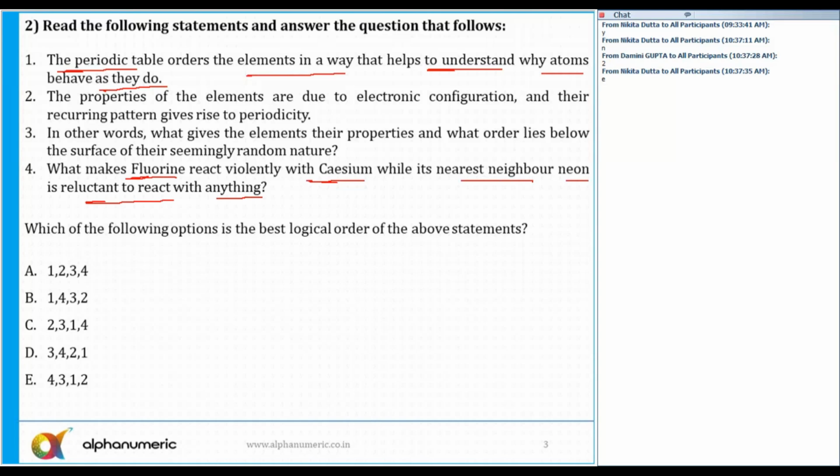Okay, number E is not right. The answer for this question should be B. 1432, because 4 and 3 will have to come together, which is also here. But please understand that this behavior pattern you're talking about is mentioned in number one. Number one is generalized. It talks about elements as a whole, whereas number four gives you illustrations of the elements. That is why one has to come before four. So for question number two, the answer is B.